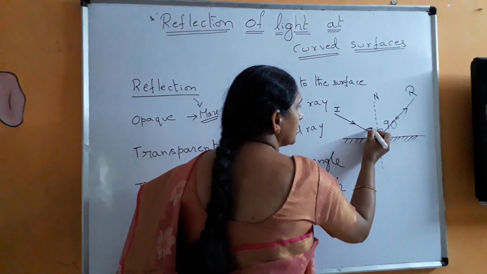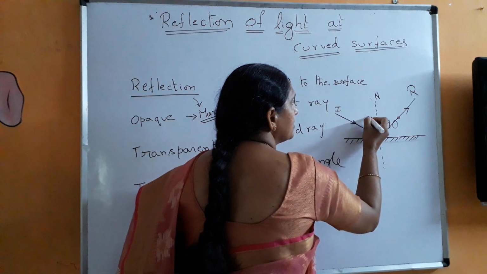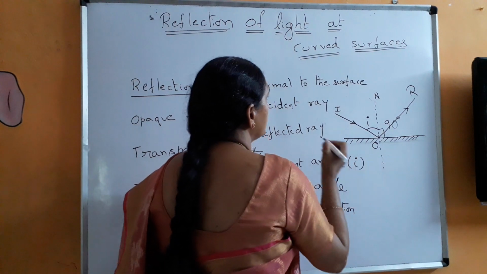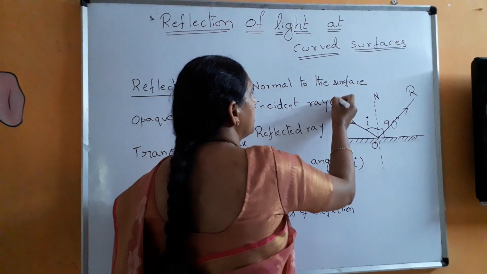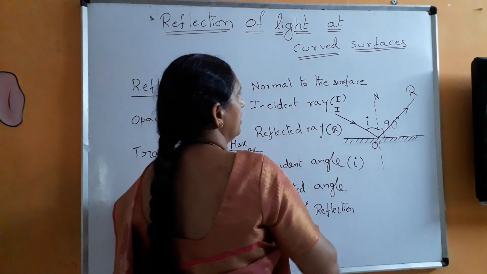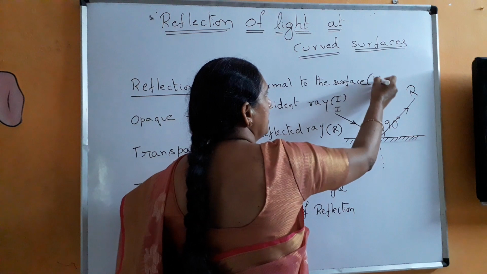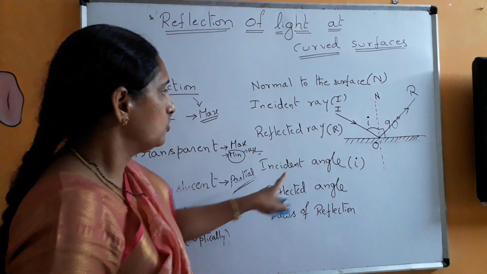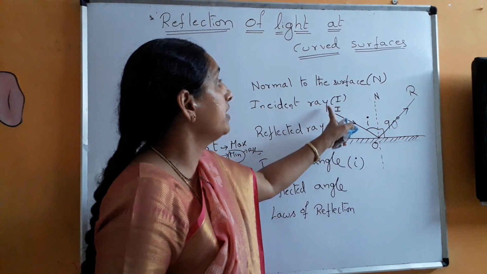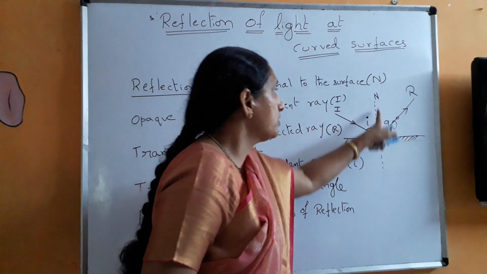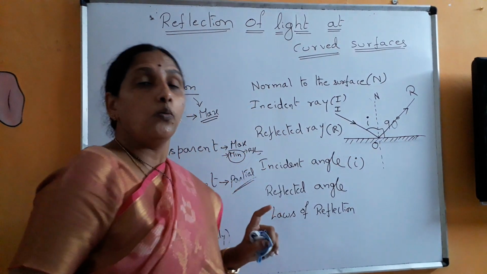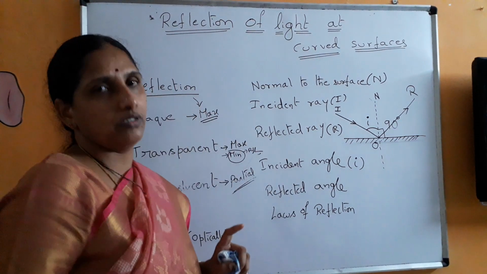So, this is the angle. Let me write it as small i, the incident angle. I have marked the incident ray as capital I, my reflected ray as capital R, and the normal to the surface as capital N. The angle of incidence, or incident angle, is the angle made by the incident ray with the normal to the surface where the ray is made to be incident.